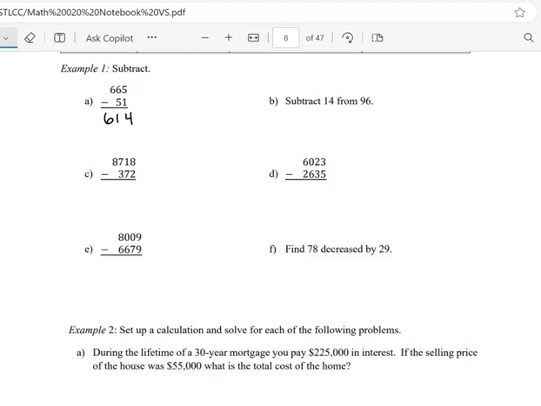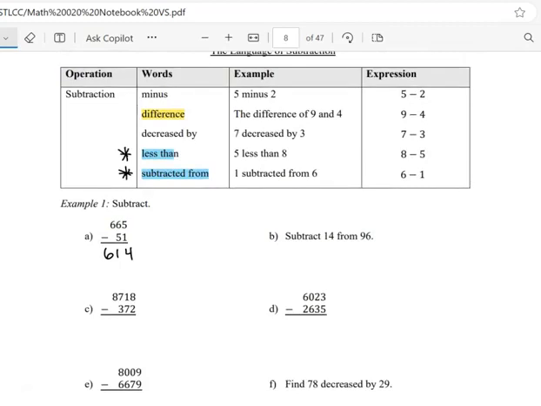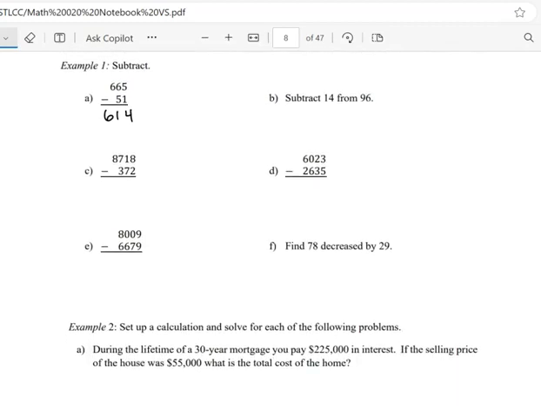The next example, part B, subtract 14 from 96. Remember, this is subtracting one number from the other. So that means the numbers are going to come in reverse order, which is 96 minus 14. That's what the math problem will look like. So we're going to do 96 minus 14, and then just go from there. 6 minus 4 is a 2. 9 minus 1 is an 8. So the answer is 82.